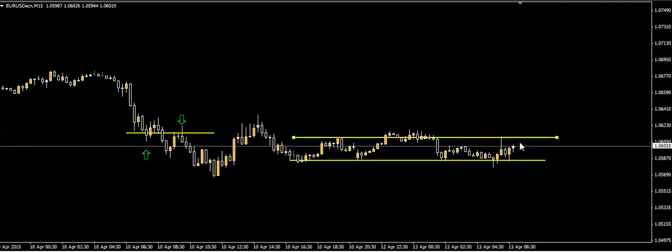So what we're doing now is we're waiting until the market actually breaks out of this channel, either to the north side or to the south side, to enter our trade.